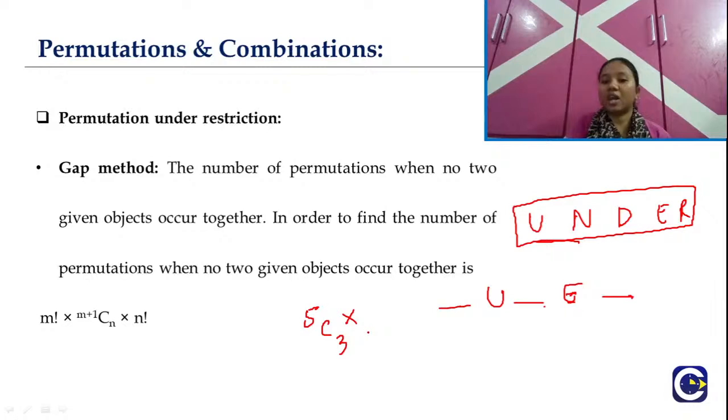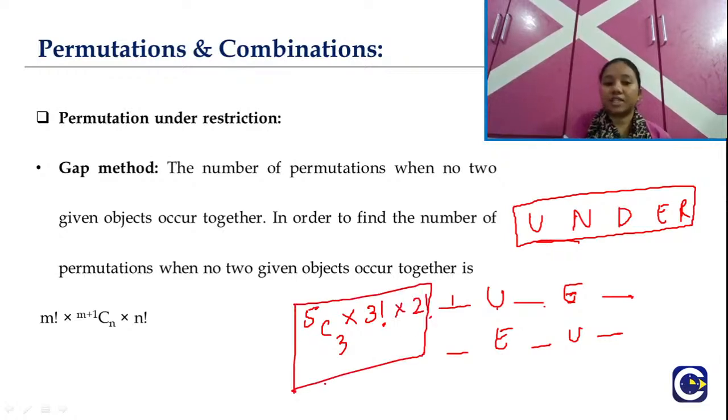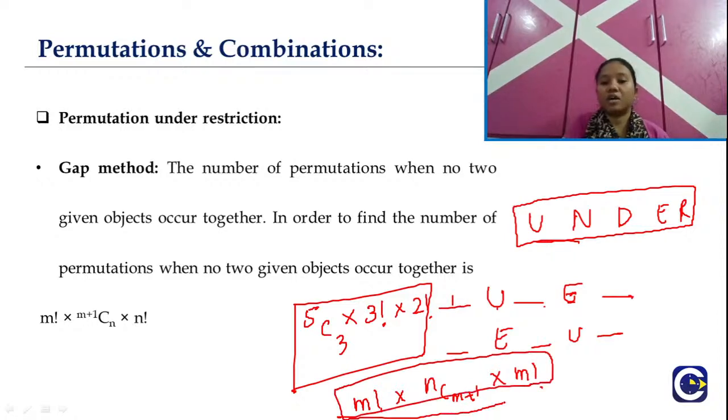And after selecting those 3, I can arrange them in 3 different ways, because after selecting those 3, here it can be D or else here it can be R. So those can be arranged in 3 factorial ways. And this U and E can be arranged in 2 factorial ways, which is nothing but the formula m factorial into (n choose m+1) into m factorial. So this will be the formula for my gap method. So here it's wrong one, it's nCm+1.